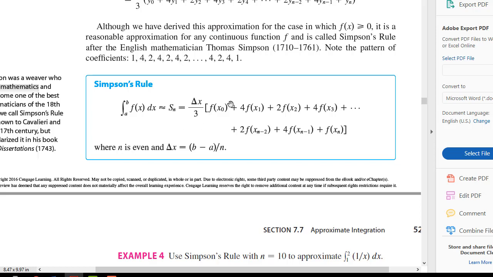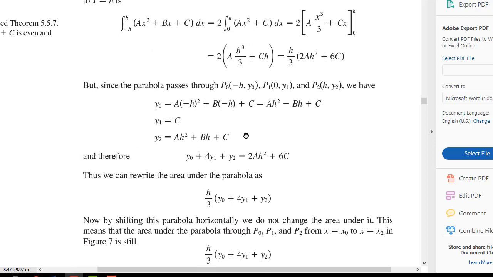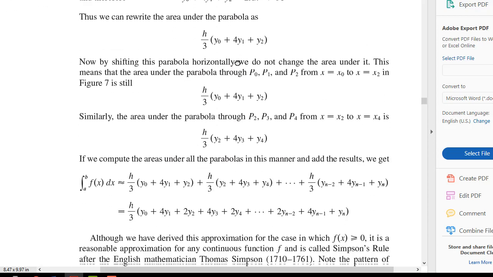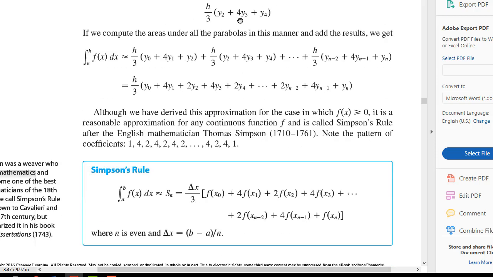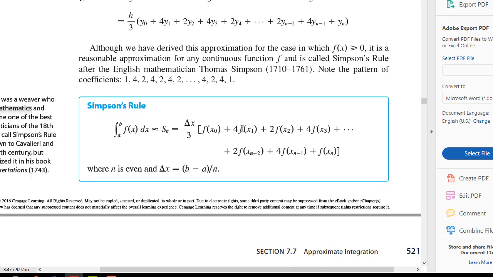Now the Trapezoid Rule had 1, and then 2, 2, 2, 2, 2 as the coefficients, and then 1 for the last one. So again, if we were to take the probably 20 minutes it would take us to go through this derivation here, we would see where those coefficients come from. And it comes from the parabola. So we're going to end up getting 4, 2, 4, 2, 4, 2, so on and so forth.